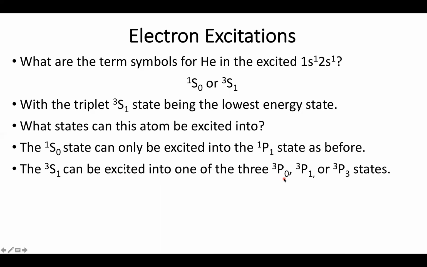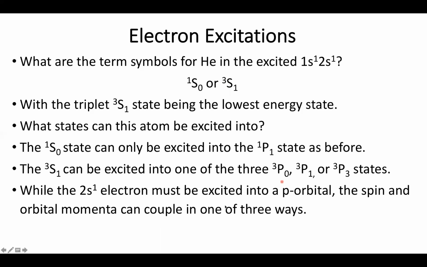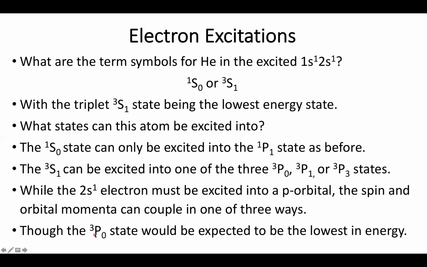Either my orbit ends up coupling in the opposite direction of my spin, in a different direction as my spin, or in the same direction as my spin. So this gives me 3 separate possibilities. So this is all going to depend on how this p orbital is going to couple with my spins. But if we apply Hund's rules, we'll tend to predict the triplet p with a J of 0 being the lowest in energy, though trying to apply Hund's rules to excited states can be a little messy.